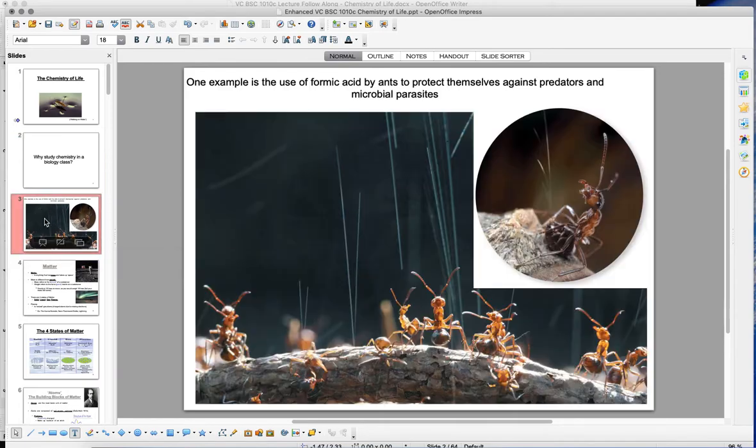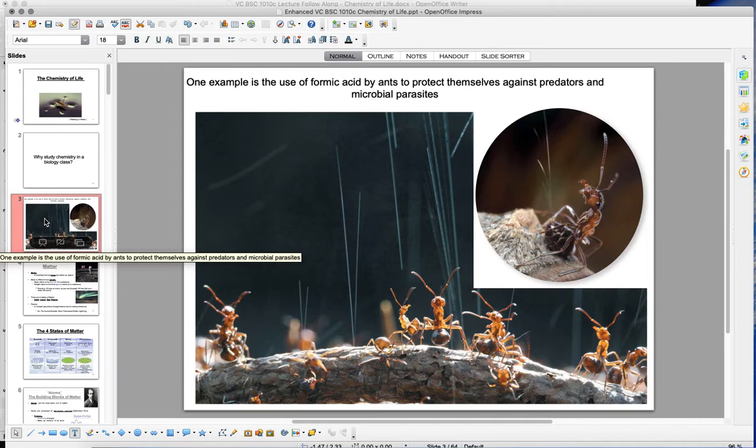Okay, so I like to throw this slide in here as a good example of living organisms using chemical molecules as part of their biology. This is a type of carpenter ant, and I'm showing how they use, for example, formic acid. They're able to secrete formic acid to protect themselves against predators and other microbial parasites. Formic acid is a chemical, so it's chemistry. I just wanted to show you how that is incorporated into a living organism.